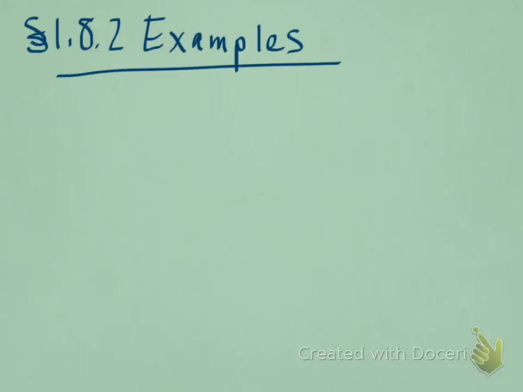This is the second video for section 1.8, and in this video we will do some examples of calculating the local linearization for a function at a given point. Now remember, the local linearization is just a fancy way of saying the equation of the tangent line.